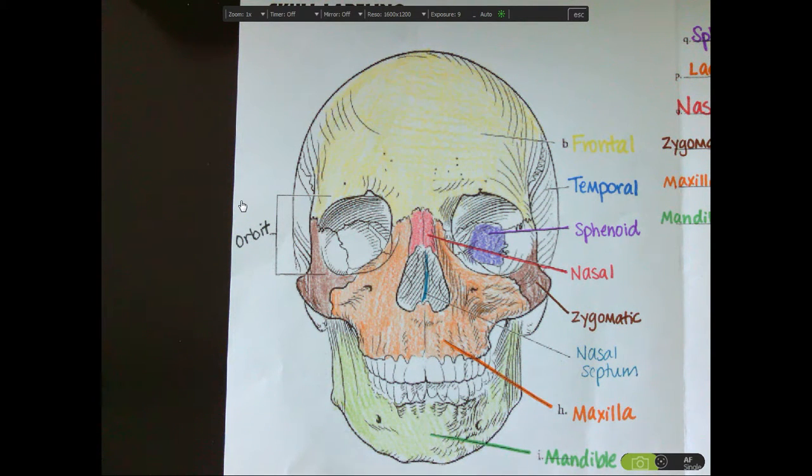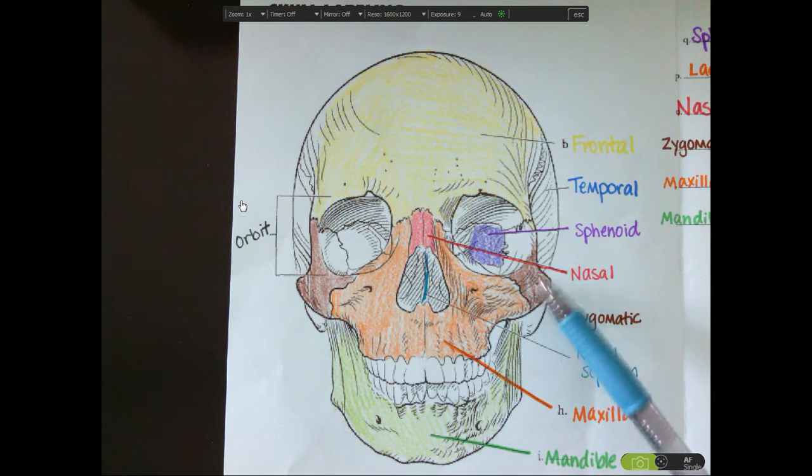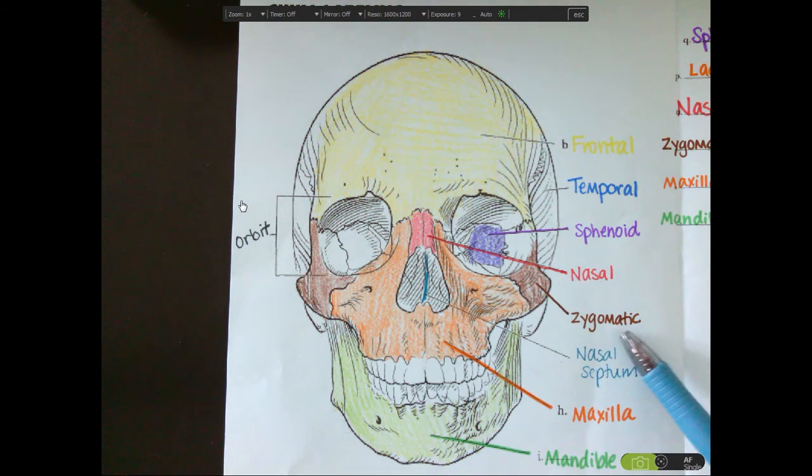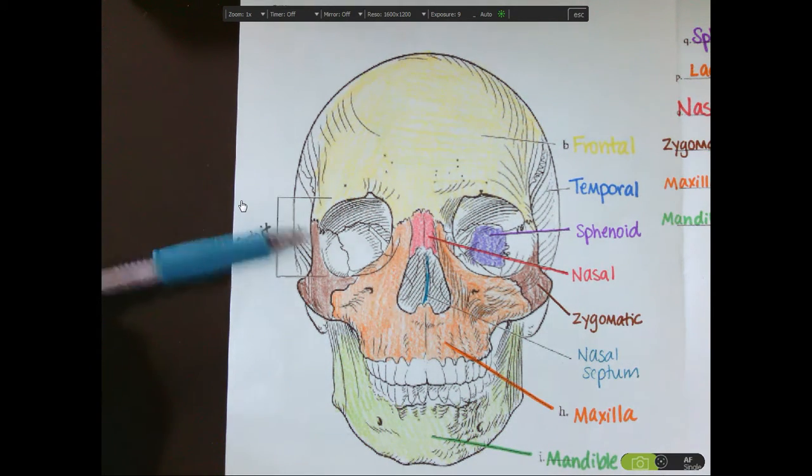Okay, we have the maxilla, which is colored in orange here. That is this large bone that covers a good portion of the face and above the top teeth. And zygomatic bone, I want you to think of that as the cheek. So the cheekbone is the zygomatic bone. So you could even write in parentheses here, cheekbone. Okay, and then the mandible is the jawbone. Orbit as well just means kind of the eye socket, the area where the eye would be found.